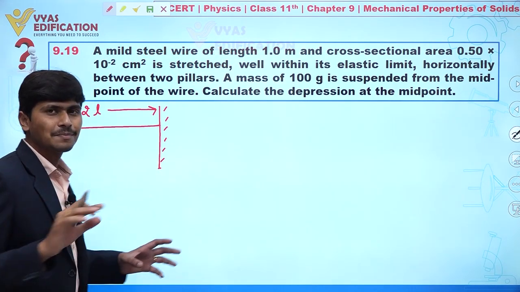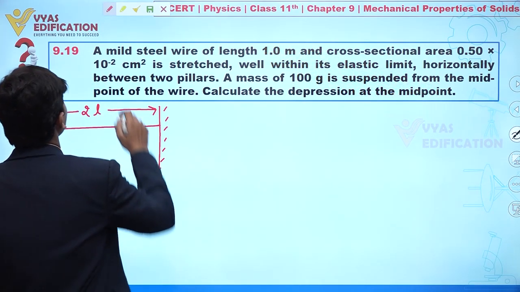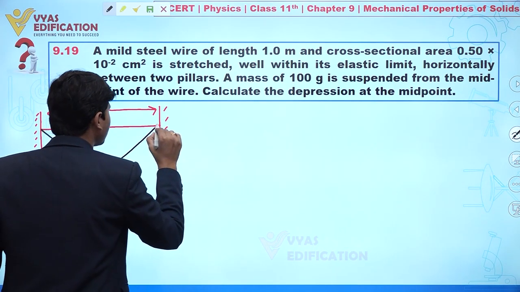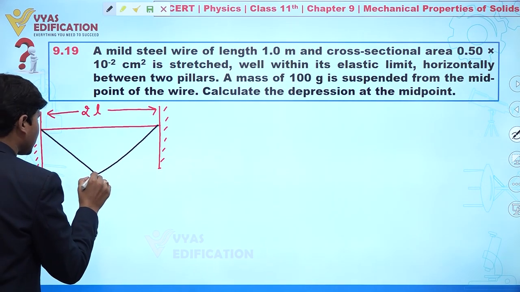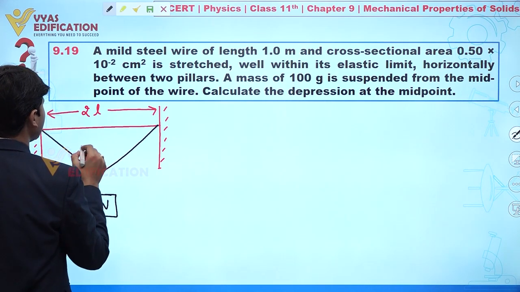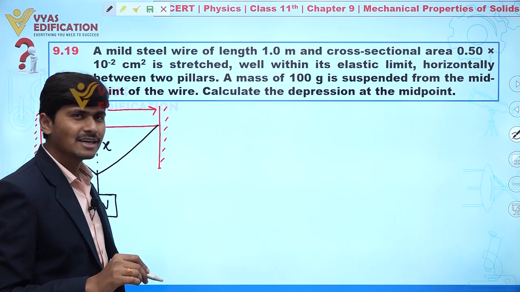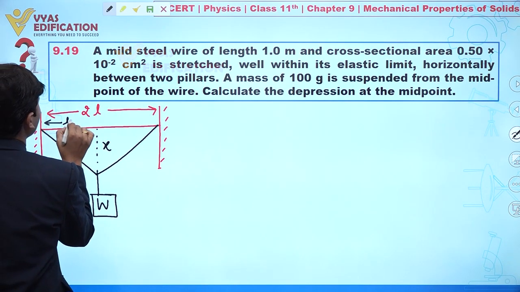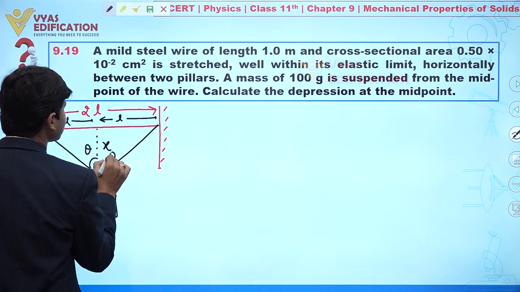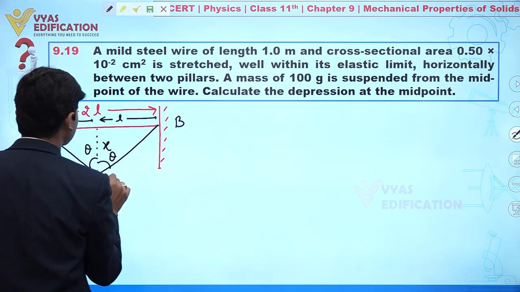Now, if we place a weight at the midpoint of this wire, what will happen? At that time this wire becomes like this. Let's suppose here we place W, and we have a sagging here. This is known as sagging, and I am saying this value is X. And definitely this value is L, and this value is also L. Let's suppose this angle is theta, and this one is also theta. Now let's suppose this is point A, this is B, and this is O.